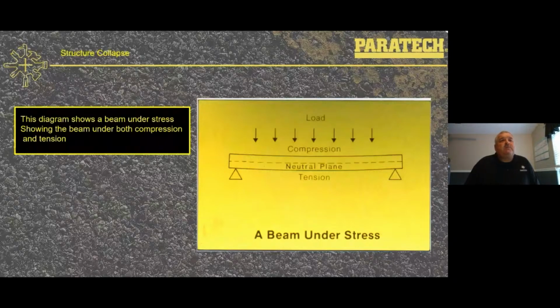This diagram shows the beam under stress, showing the beam under both compression and tension. If you take a look at the beam, the load is pushing the beam, so putting that beam into compression. The center of gravity of that beam is the neutral plane, and the underside of that beam, because it's held by 2 points, is the tension plane. So you get compression going on the top of the beam, and you get tension going on the bottom of the beam because it's trying to stretch that beam, whereas the tension part of the beam will mainly break or snap first.